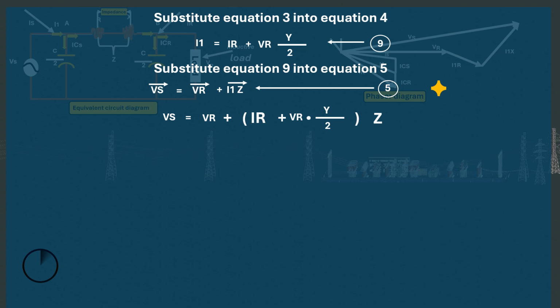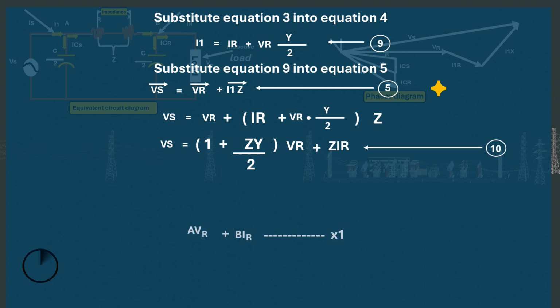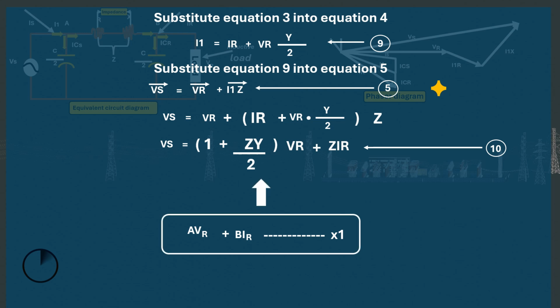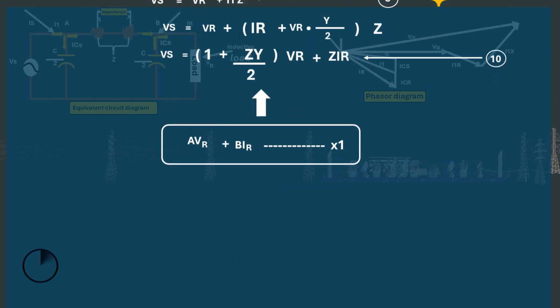And when further simplified, we can say that the sending end voltage Vs is equal to open bracket 1 plus impedance times admittance all over 2 close bracket, the receiving end voltage Vr, plus impedance times the receiving end current Ir, equation 10. Now when we look at equation 10, we can see it has characteristics of A VR on the right-hand side, which is open bracket 1 plus ZY all over 2 close bracket, and B IR on the left-hand side, which is impedance Z multiplied by the receiving end current, IR.